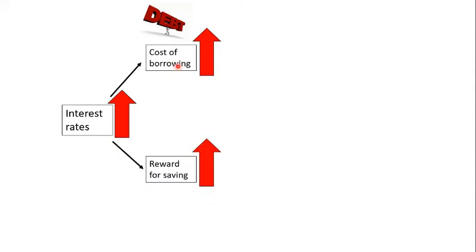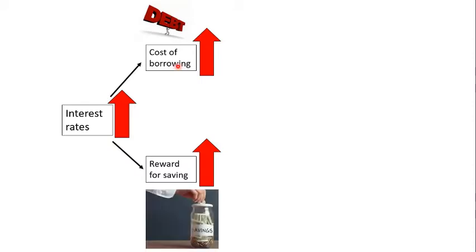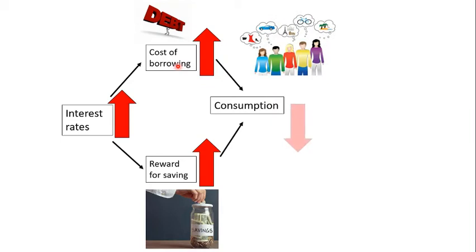Also, the reward for saving goes up, right? So I'm encouraged to put money in my bank. I'm encouraged to take money out of the economy and save it. So you can see where this is going in terms of consumption. Okay, obviously people are going to consume less in this situation because they've got less incentive to borrow, they've got higher debt repayments, and there's more incentive to take my money out of the economy.